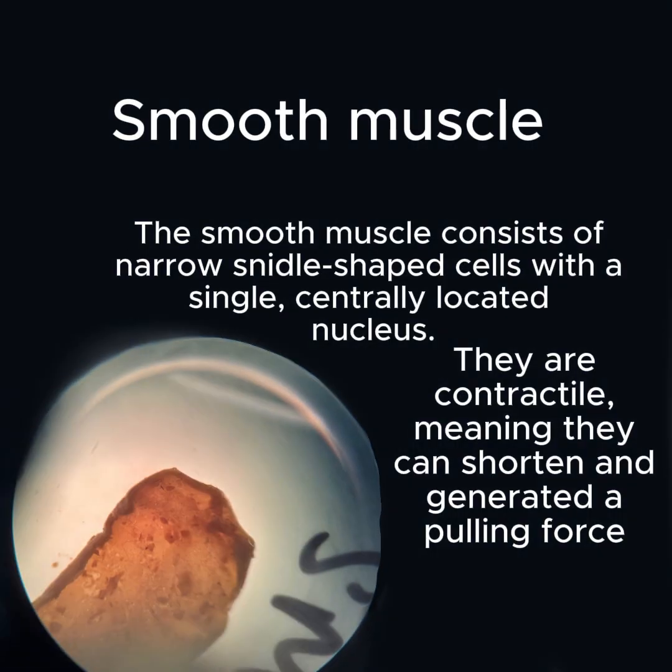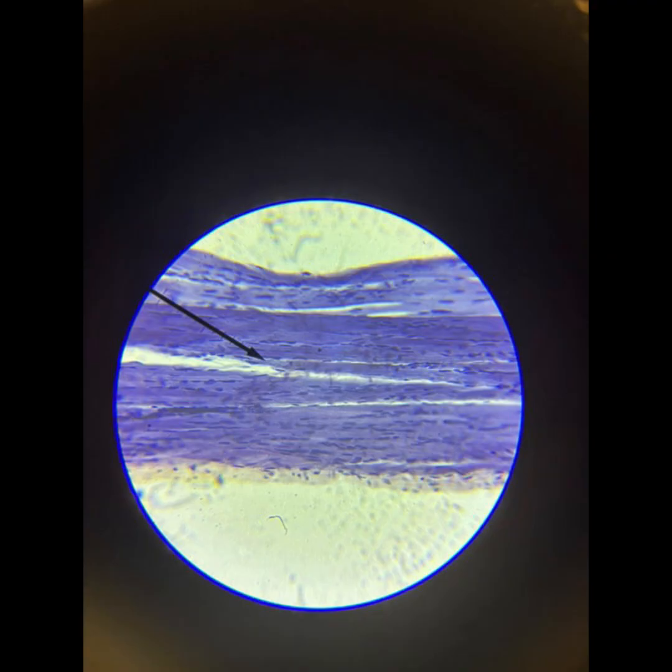Smooth muscle. The smooth muscle consists of narrow, needle-shaped cells with a single, centrally located nucleus. They are contractile, meaning they can shorten and generate a pulling force.